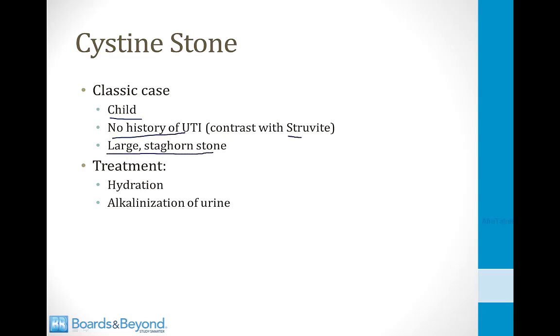And remember, struvite stones are going to be in people with a history of urease-forming bugs in their urine. So they're going to have a UTI going on. This will be a child with no UTI with one of those large staghorn stones. And the treatment is hydration and alkalization of the urine, just like for uric acid. And that concludes our module on kidney stones.